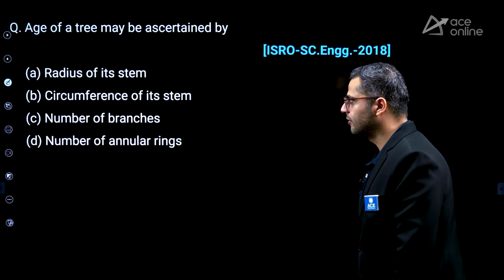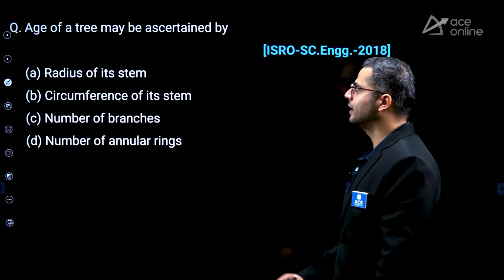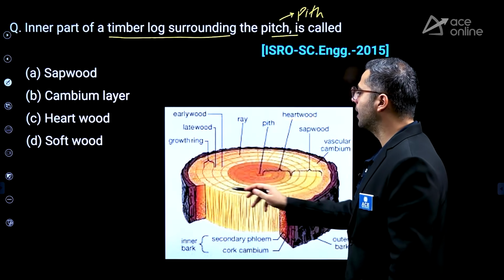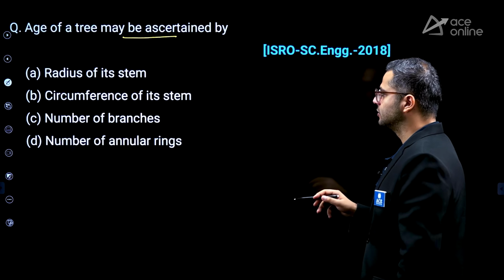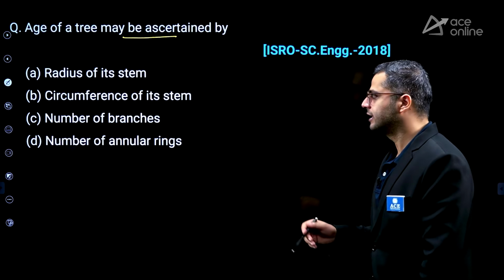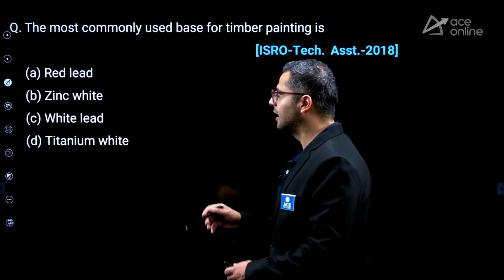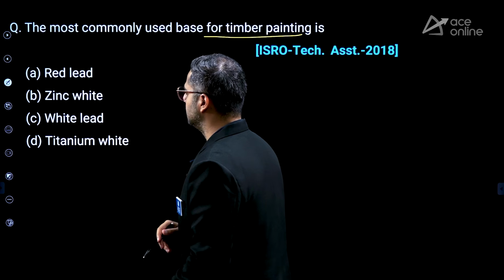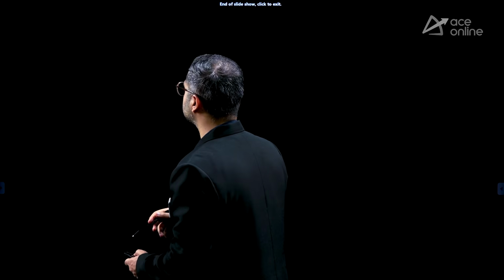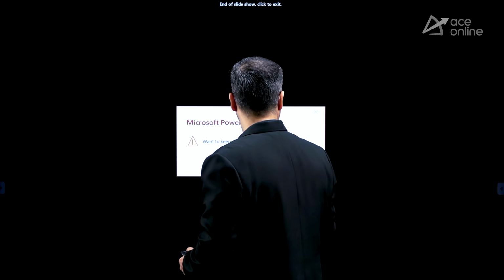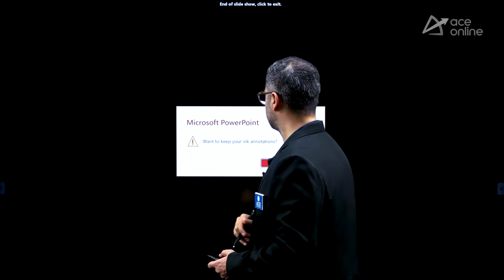Okay. Now, apart from that, how would you measure the age of the tree? So age of the tree is measured by the annular rings. So annual rings are responsible for the age. So number of rings will tend to tell us about the age of the timber.